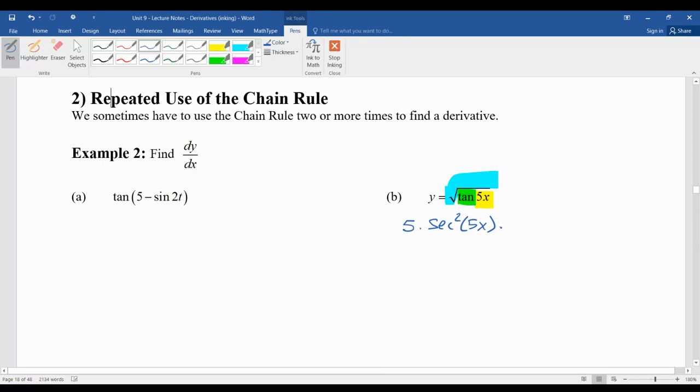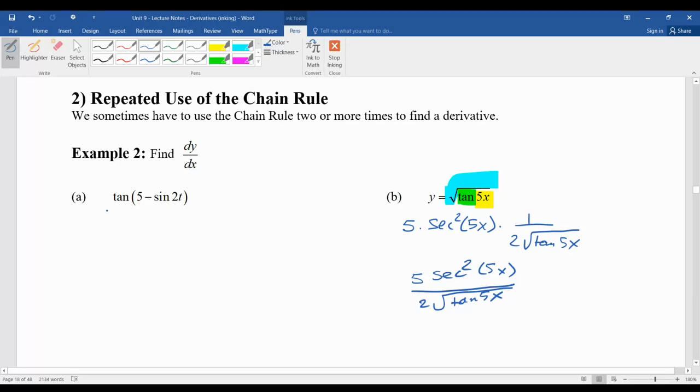And then what's the derivative of the radical? It's 1 over 2 times the radical of tangent of 5x. This is actually the same as taking the derivative of tangent of 5x, which is 5 times secant squared of 5x, divided by 2 times the square root of tangent of 5x. It's exactly the same idea. So 5 secant squared of 5x divided by 2 times the square root of tangent of 5x. And that's the final answer for this example.